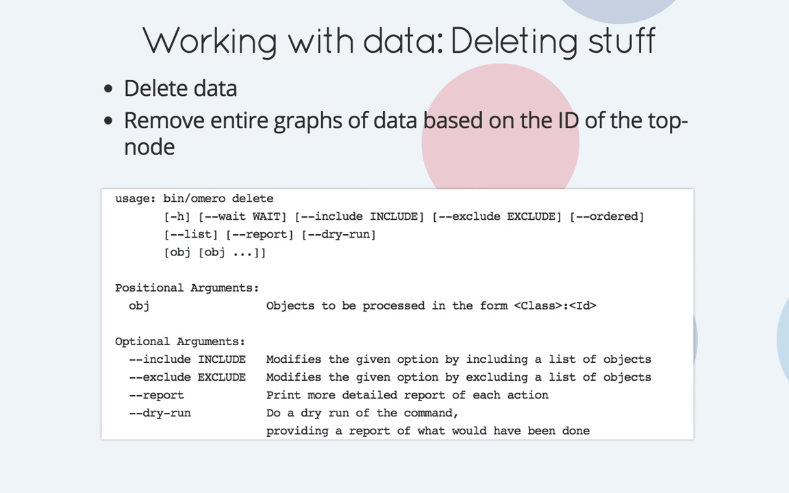So deleting data. The delete command deletes entire graphs of data based on the ID of the top node. So in other words, if you delete something that has other objects underneath it, that can be deleted because they don't belong to other people or they're not already linked to other objects, then the entire graph will be deleted. There are various arguments. You can include specific objects, you can exclude specific object types, you can have a detailed report on what has been deleted, and then finally there's a dry run mode which will give you a report of what would have been done. This can be very useful if you're doing a complex delete, because it's useful to know in advance what's likely to be deleted before you run the delete command.